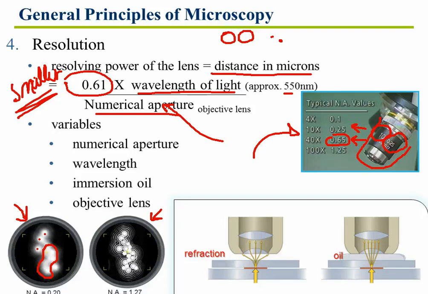Now if you go up to the 100x, look at that. 1.25. If you take that number and you stick it over here into numerical aperture, that even gets you a smaller resolving power. So the smaller the resolving power, the better able you are to see close objects as distinct from each other, or small objects as distinct from each other.